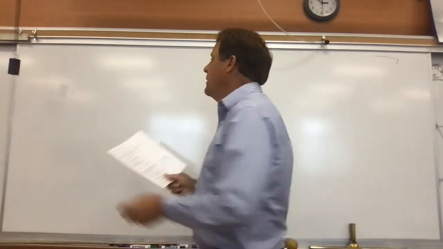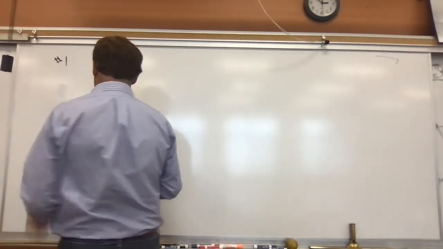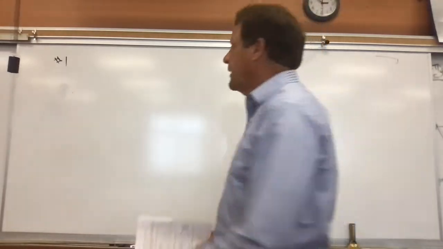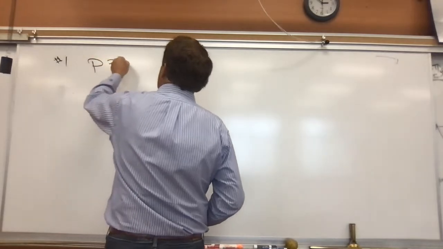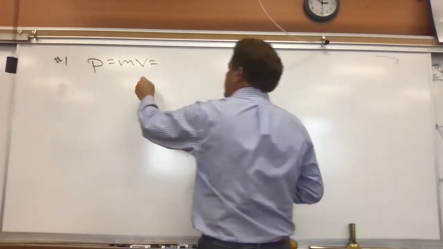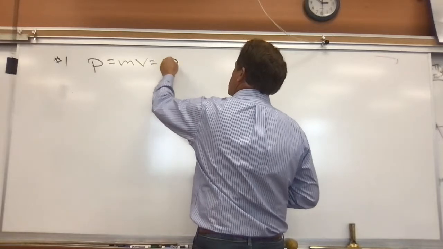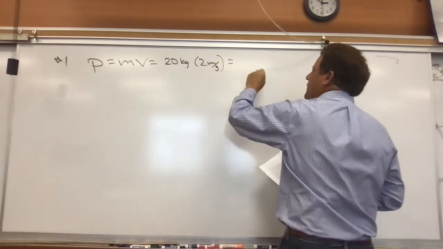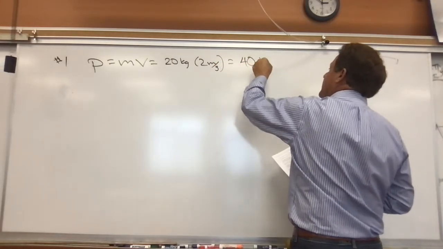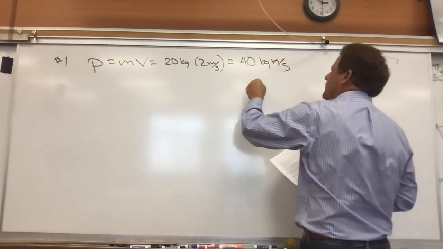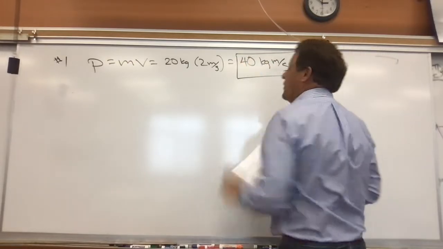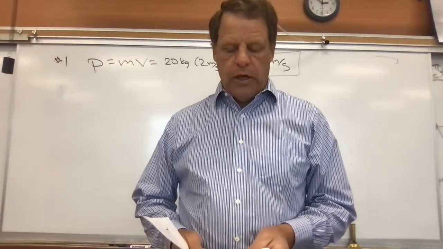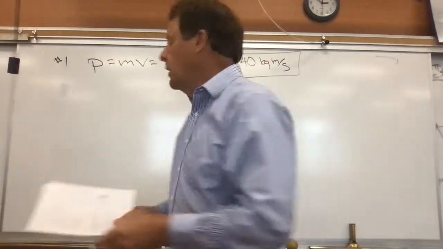Okay, so number one is calculate the momentum of a 20 kilogram block that is sliding at 2 meters per second. Obviously, very simple. We just have mass times velocity, which is going to be 20 kilograms times 2 meters per second, which gives us 40 kilogram meters per second. Those are the units there, although we could have other units as we will talk about in a second.